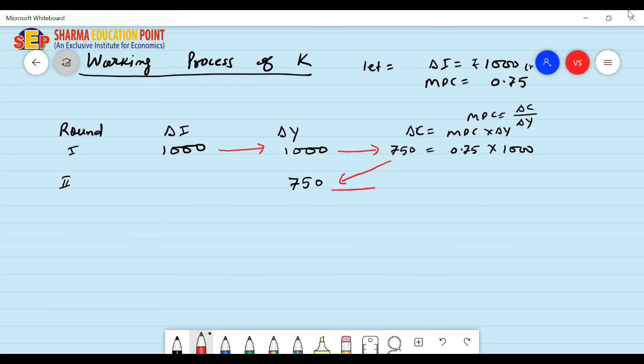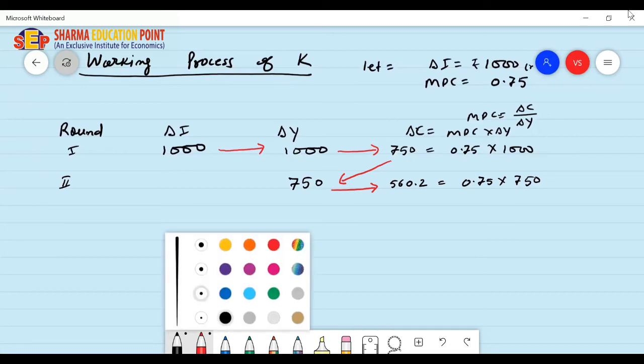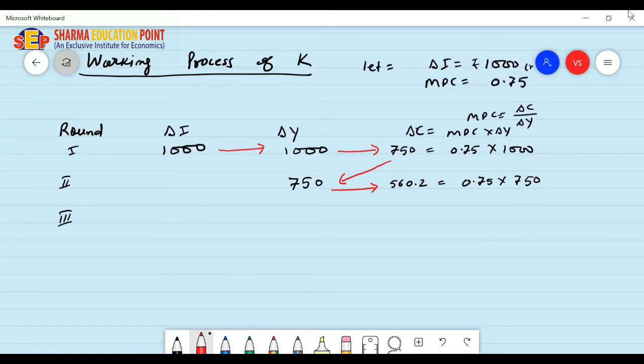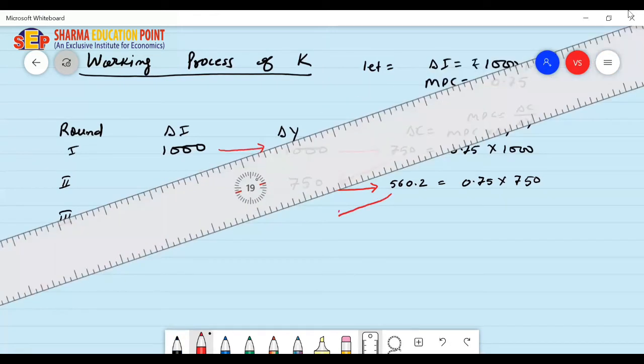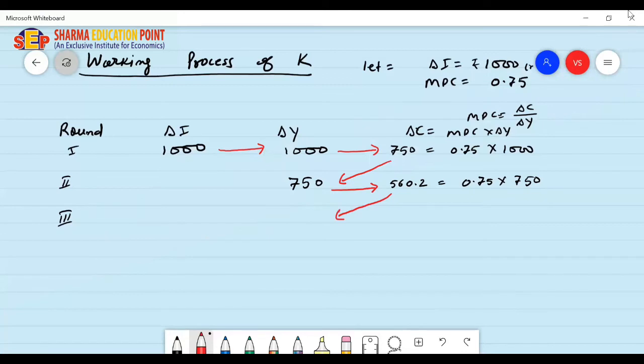This person will also follow the same procedure. This person will also spend on his consumption. So what will be the consumption's value? So you can again calculate 0.75 into 750. So if you multiply this, this will be your 560.2. तो 560 रुपीज ये खर्च करेगा आपके अपने कंजम्पशन पे. Now in the third round this expenditure now the income of another person.